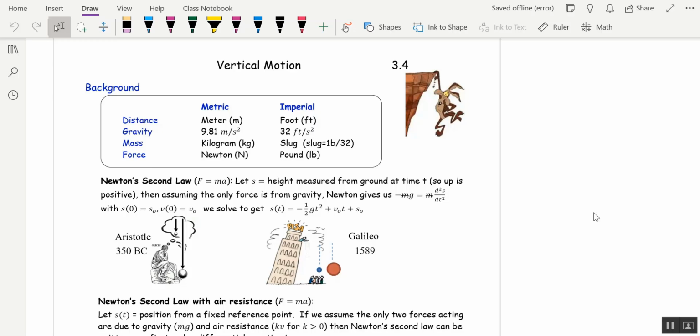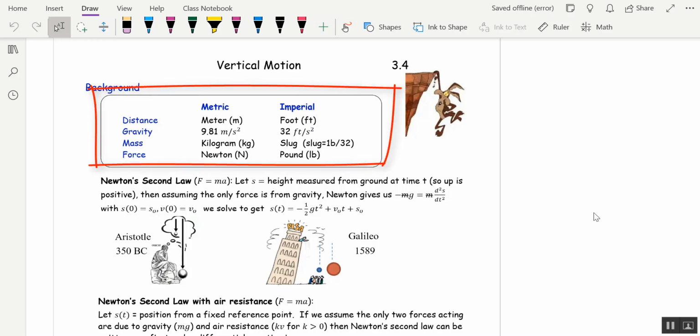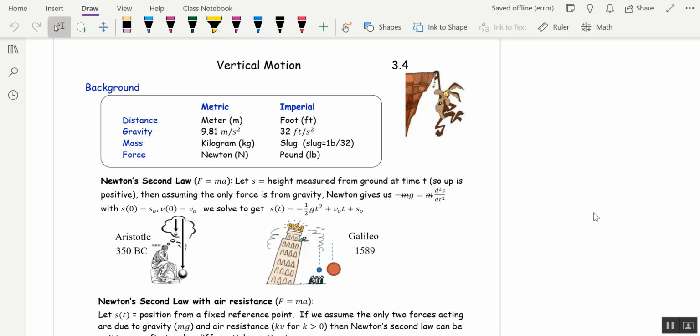Welcome to section 3.4. In this unit box, there's really nothing new, nothing you need to know except for one thing. In the imperial system, sometimes mass and weight are confused. Weight isn't going to be given in pounds. If you want to use the formulas in this section, you're going to need to convert pounds to mass, and the mass in the imperial system is a slug. So you're going to divide by 32.